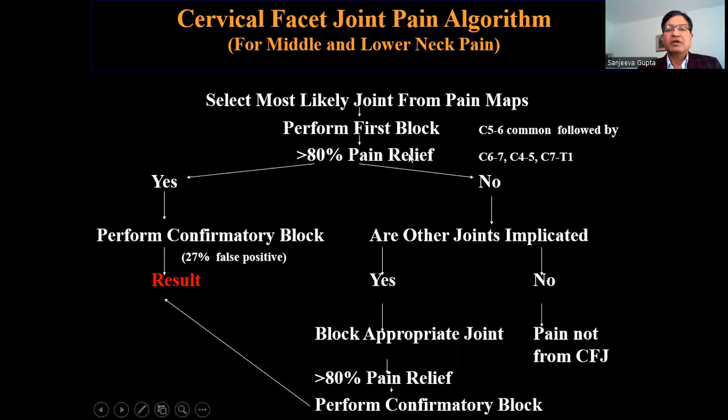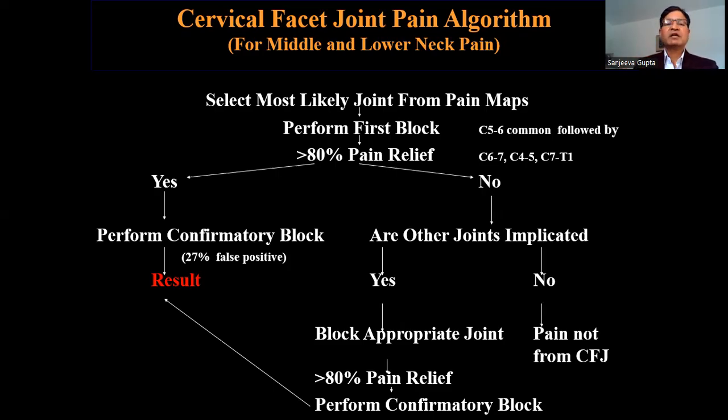The most common joints involved: C5, 6 is the most common, followed by C6, 7, C4, 5, and C7, T1. So select the most common joint. What I find in practice is the C4, 5, and C5, 6 joints are very commonly involved. And when you perform the procedure, ask the patient to keep a note of their pain before the procedure, at rest, as well as on movements in different directions.